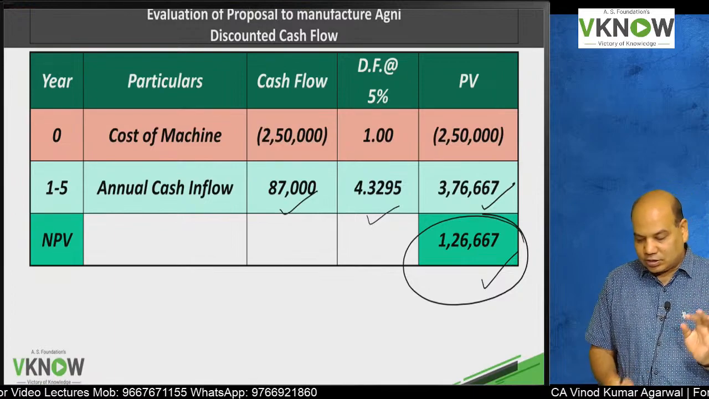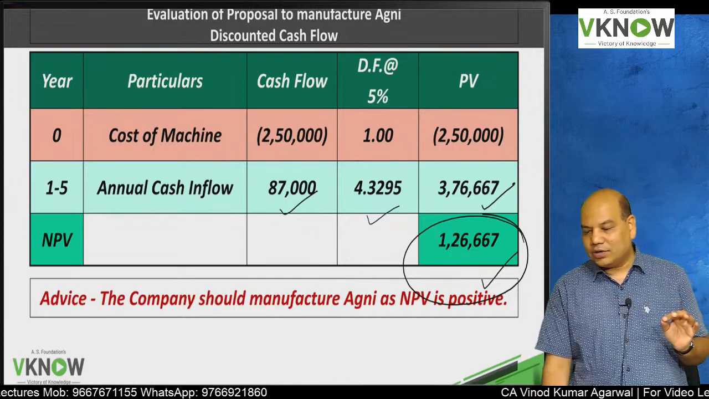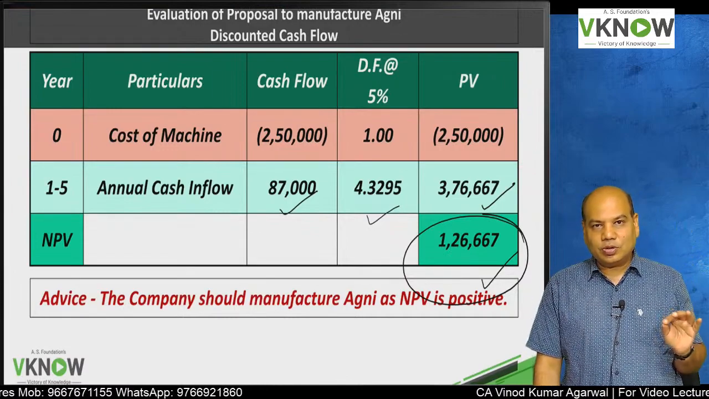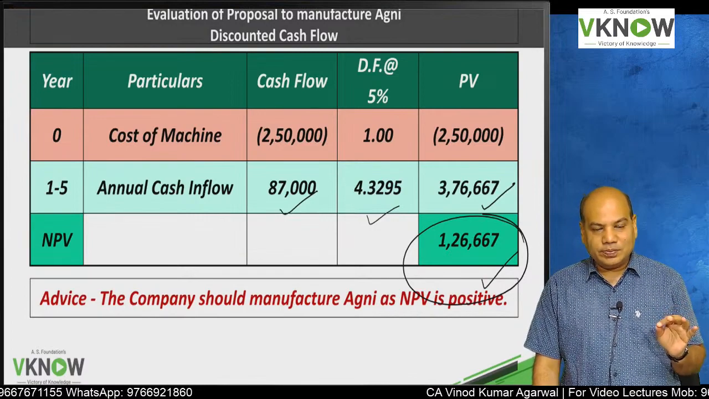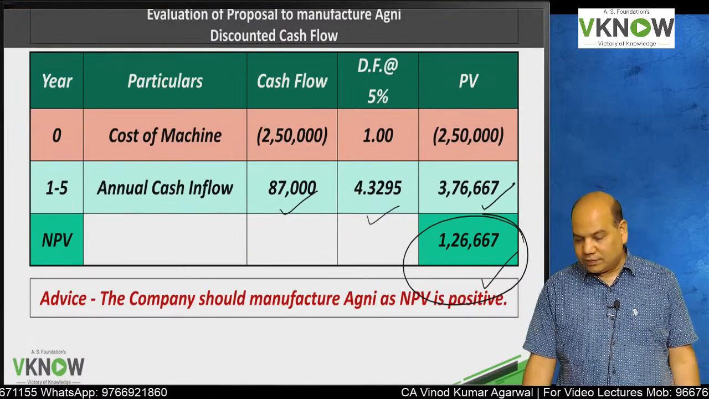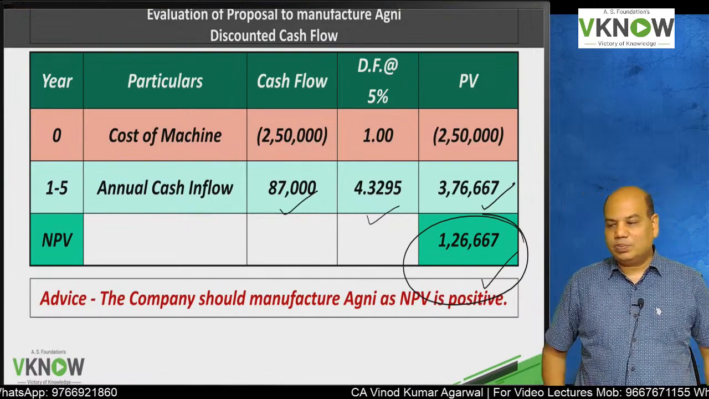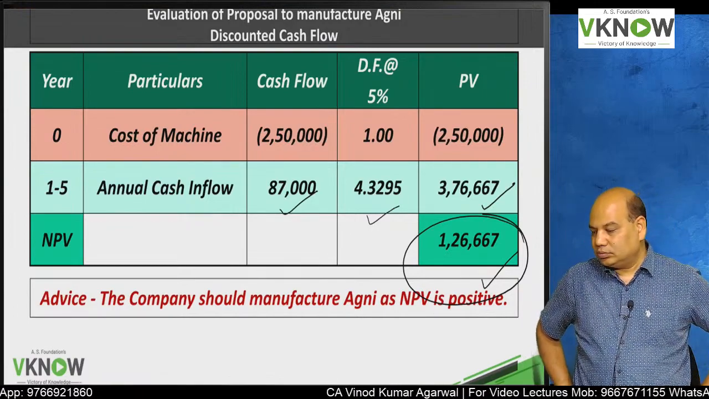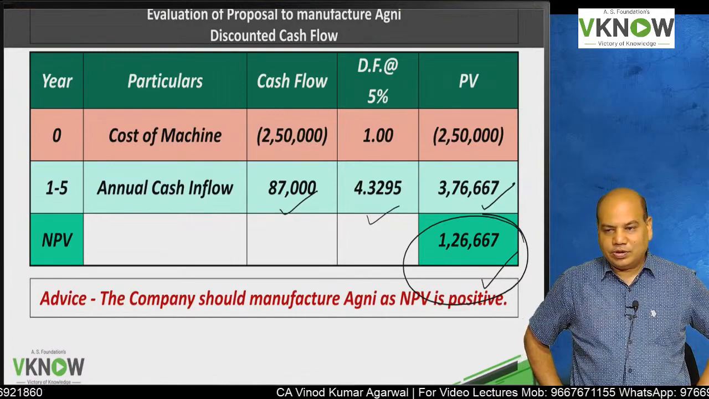This is my first answer. If only the first question is asked, you will stop here. You will say: advise the company should manufacture Agni as the NPV is positive. Company should manufacture Agni as the NPV is positive.